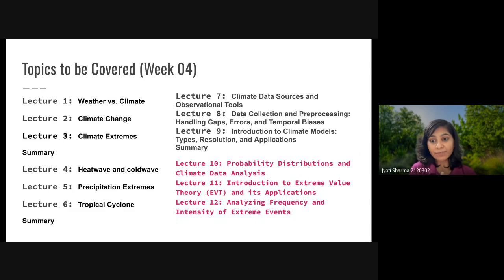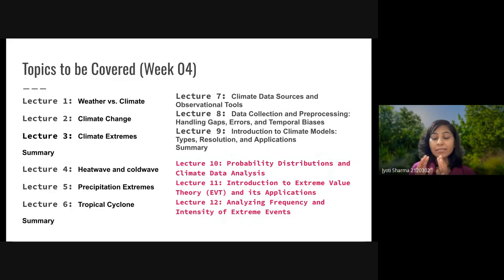We have GCMs, that is global climate models, where the resolution is very coarse. Then we have RCMs, regional climate models, where the resolution is finer than the global climate model. And we have different applications of different climate models. So we talked about these things from week 1 to week 3.